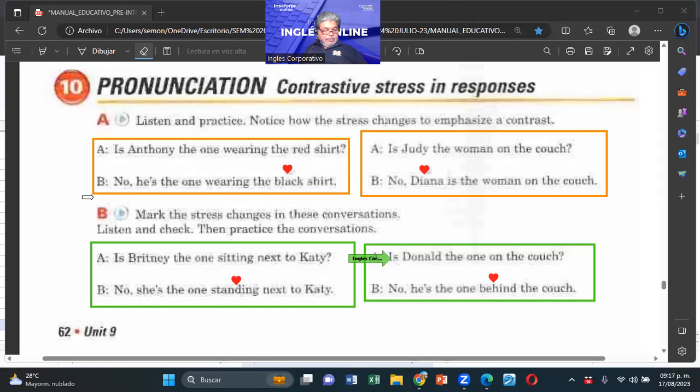Okay, very good. I will send you to working groups for 5 minutes just to practice this pronunciation exercise, okay? Practice the four conversations, please, in your small groups. So let me send you to working groups for a moment.